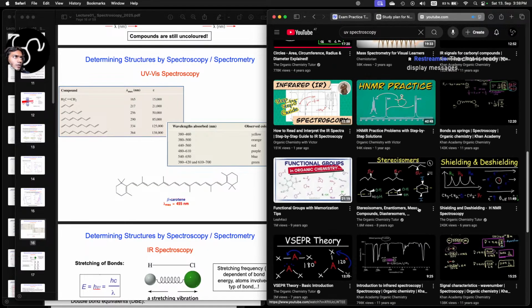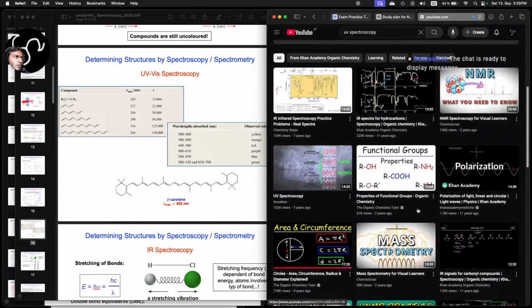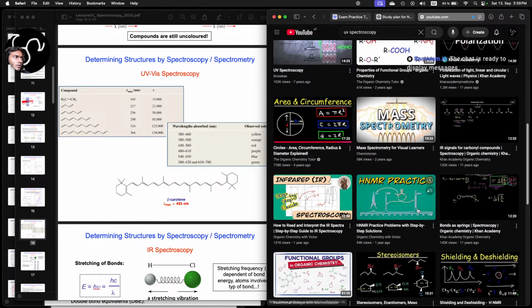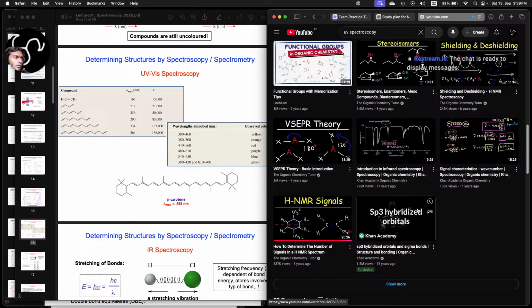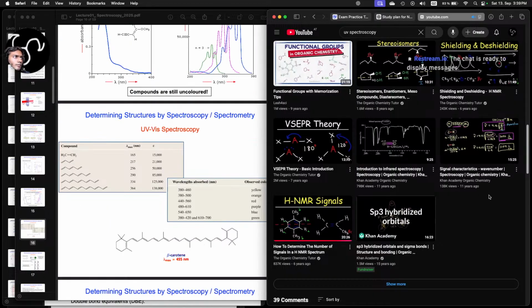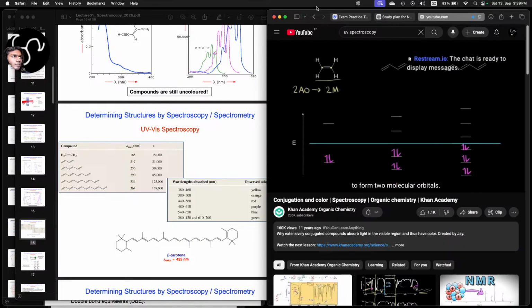Most organic molecules don't have any color at all. An example of that would be ethene or ethylene. So ethene has 2 carbons, and each of those carbons is sp2 hybridized. So each of those carbons has a p orbital. So we have a total of 2 p orbitals, or 2 atomic orbitals, and those 2 atomic orbitals are going to recombine to form 2 molecular orbitals.